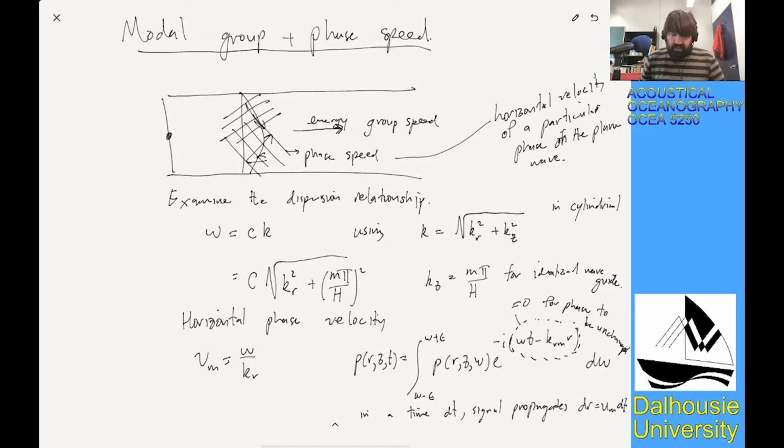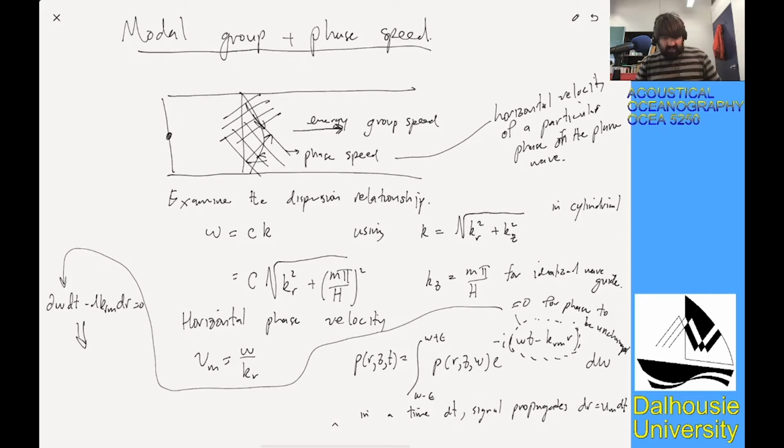Wow, I'm already running out of room, and not even on the board. Okay, let's take this over here. We can say, all right, if we have d omega dt minus dkr dm dr, that whole thing equals 0. That gives us this nice expression, dr dt equals d omega dkr, right? So that's going to give us our group velocity.